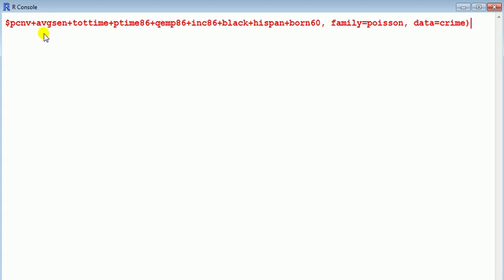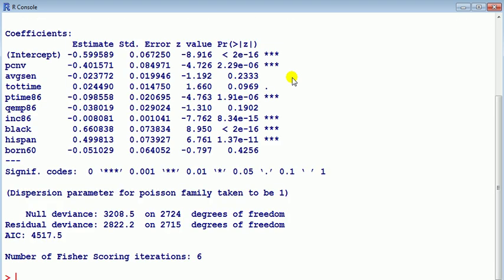So we use the GLM command, dependent variable, tilde, the whole load of covariance, indicator function, and then we end it with family equal Poisson and tell it what the data is, crime. Okay, by the way, all this code is on the website statisticsmentor.com. And we look at the summary. Okay, there you go. These are the estimates.